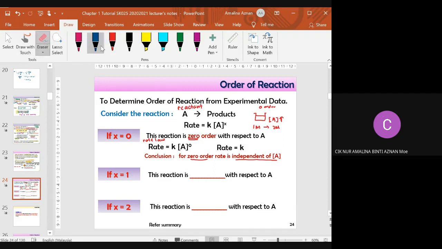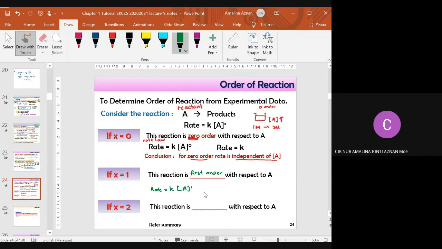Even if you increase it 10 times, it won't affect the rate of reaction for zero order. Let's look at first order. If the question says it is first order with respect to A, where A is your reactant, anything, in this case I'm giving a general example of A. Since the reaction is first order, when you write the rate law, it becomes rate equals rate constant times concentration of A to the power of 1.